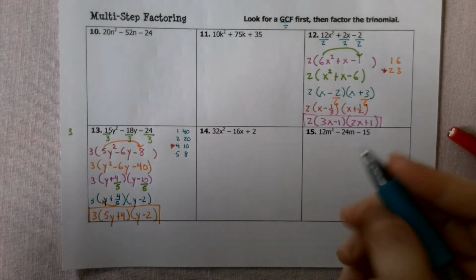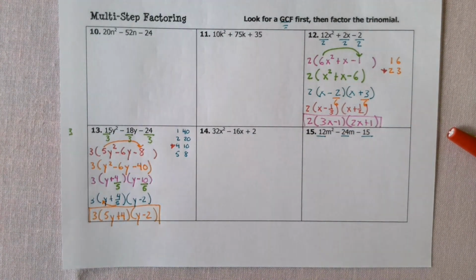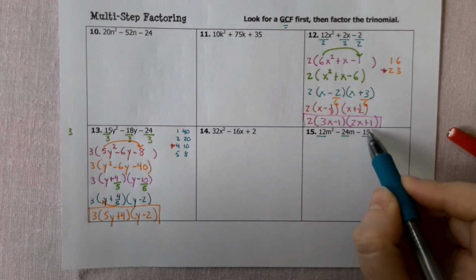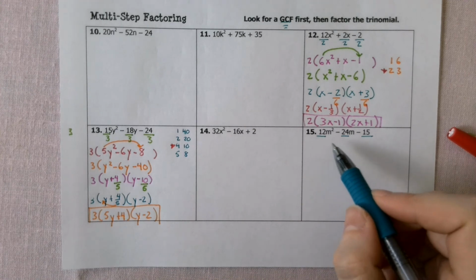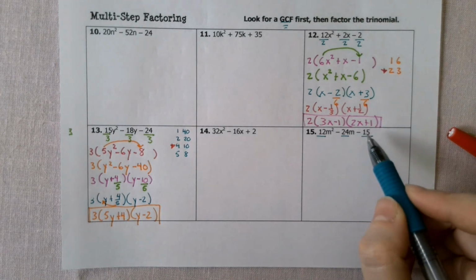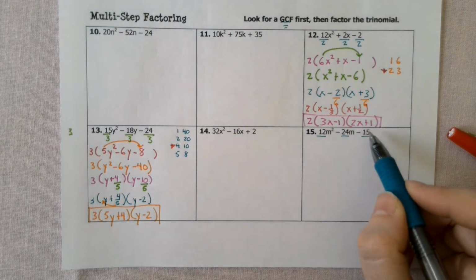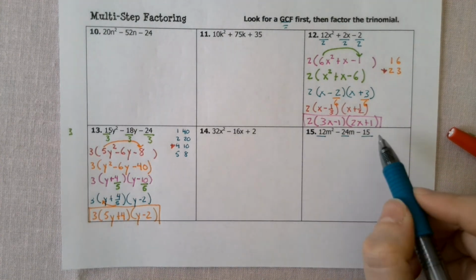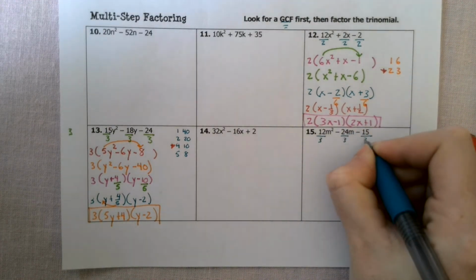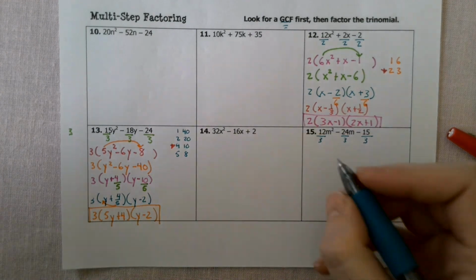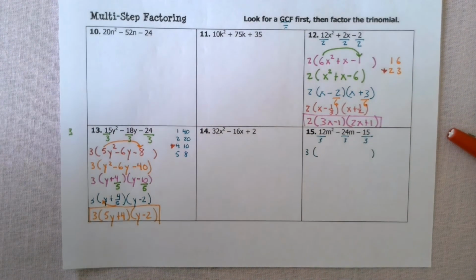Alright, so we are going to start by looking for our greatest common factor. 2 will not work because of 15. 3 goes into all of them. 4 doesn't work because of that one. 5 doesn't work with those. 6 doesn't work with that one. 7, none of them. 8, 9. So we're going to do 3 again. Okay? So we're going to bring down that 3 and write our big parentheses.